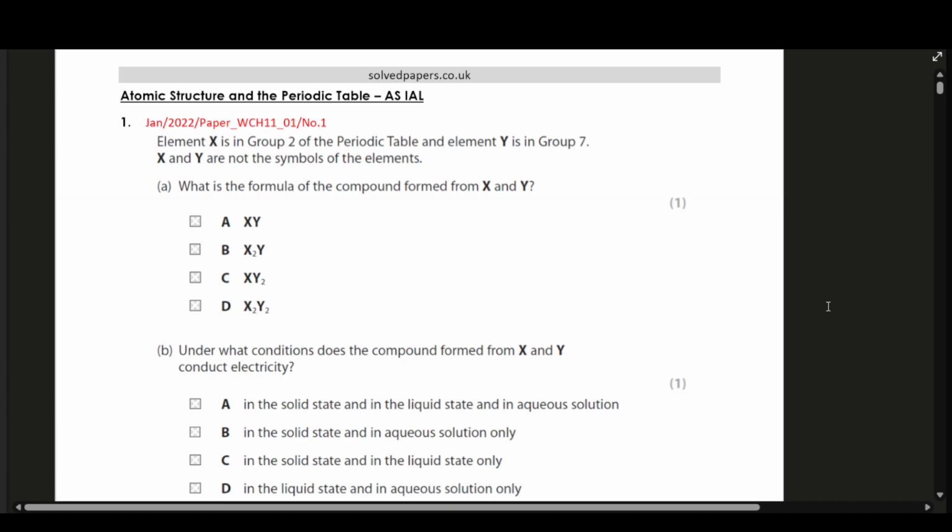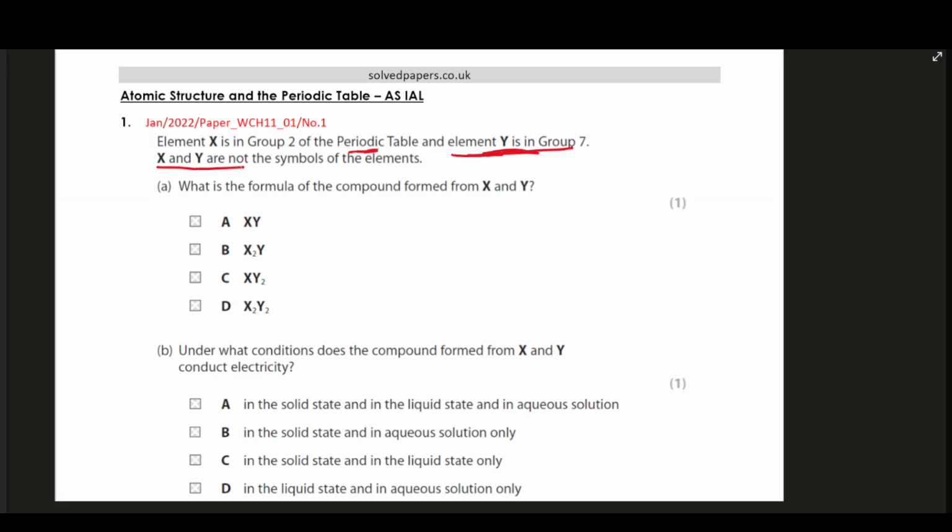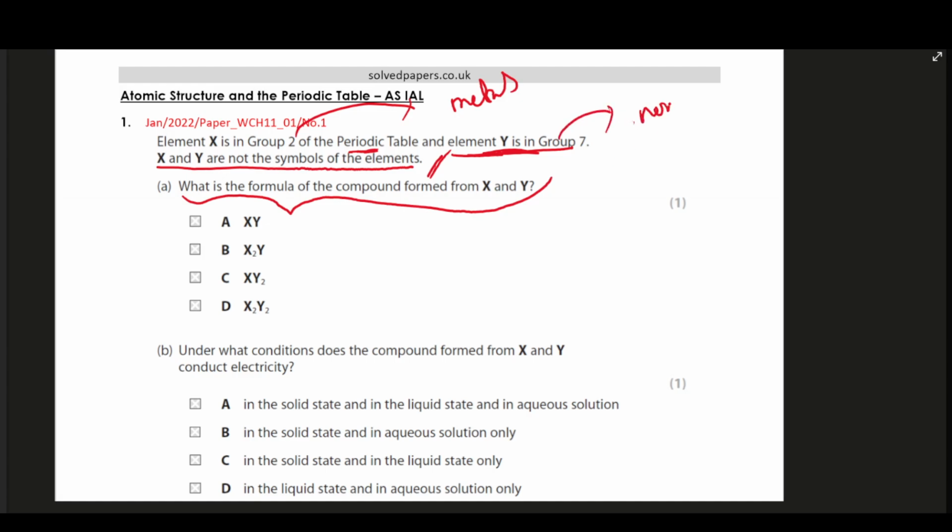Element X is in group 2 of the periodic table and element Y is in group 7. Now X and Y are not symbols of these elements. They ask: what is the formula of the compound formed from X and Y? First of all, we know that group 2 are metals, and group 7 are non-metals.